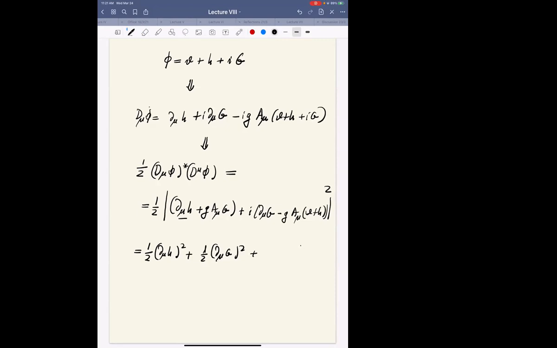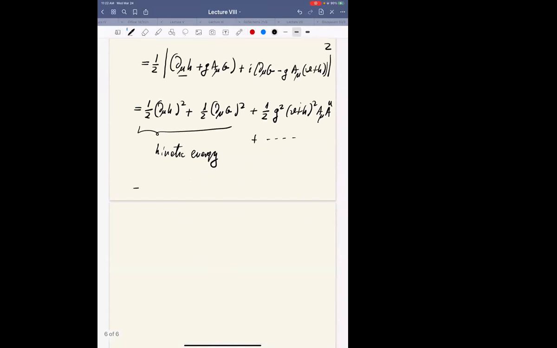So there is this piece which is very interesting. 1/2 g square v plus h square A mu square, plus all kinds of terms I'm not interested in. Why? This, of course, is trivial. This is just kinetic energy. I don't care about that. I know there are degrees of freedom that are propagating, okay?